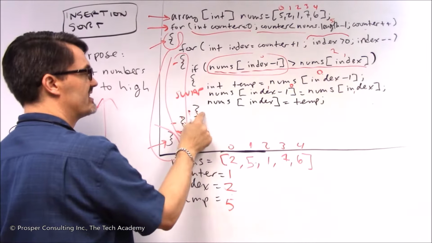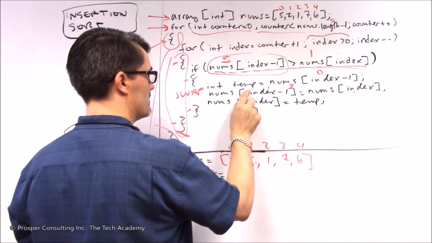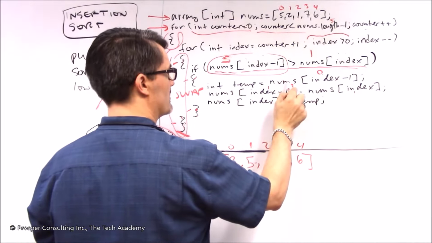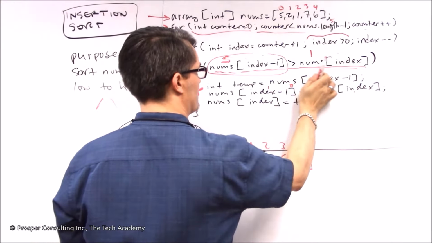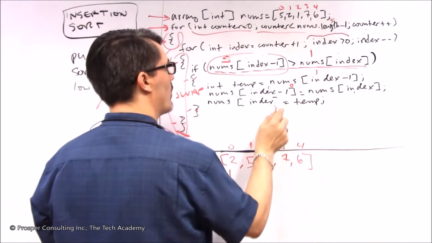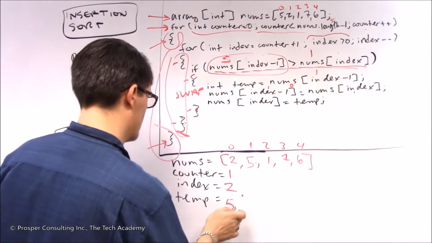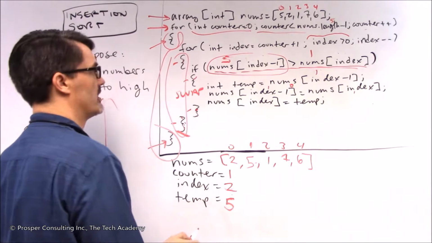All right, then we're going to execute this. What we're going to do is set that variable temp equal to the value of the element in the array nums at this position, index minus 1. Index is now equal to 2. 2 minus 1 is 1. What is the value of nums at position 1? It's 5. So temp becomes equal to 5. Oh, look at that. All right, good.